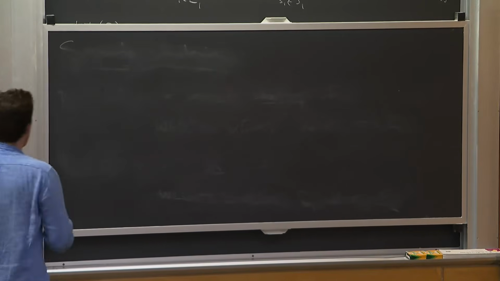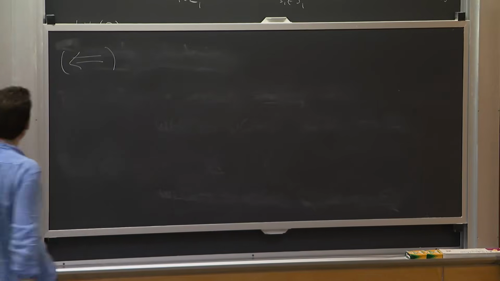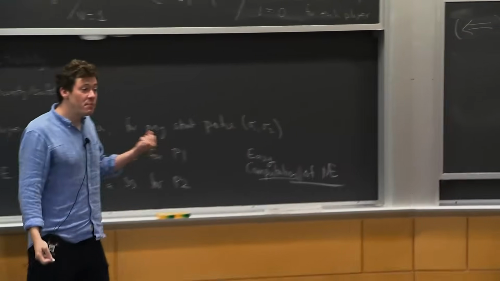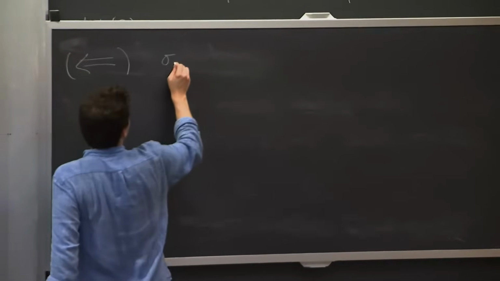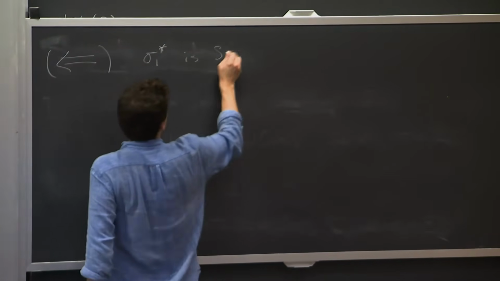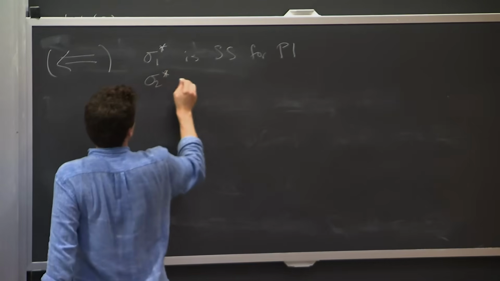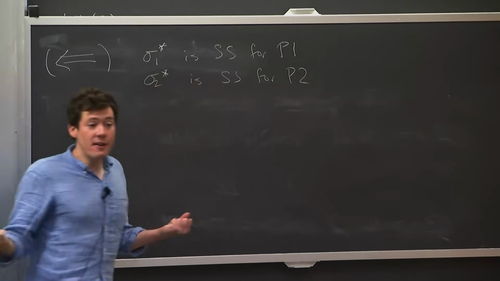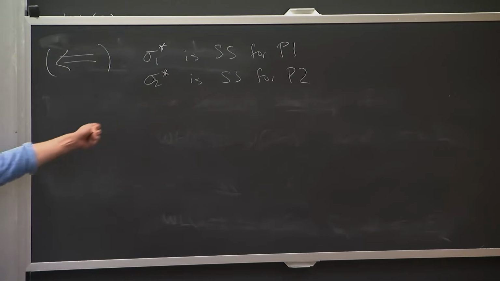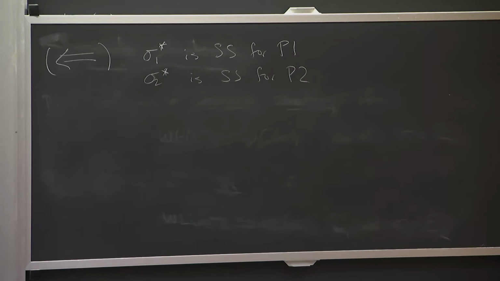So let's first show this direction. Suppose I've computed a security strategy for each player. Let's say sigma 1 star is a security strategy for P1, and sigma 2 star is a security strategy for P2. Now what I want to argue is that this pair, sigma 1 star, sigma 2 star, is a Nash equilibrium of the game. Okay?